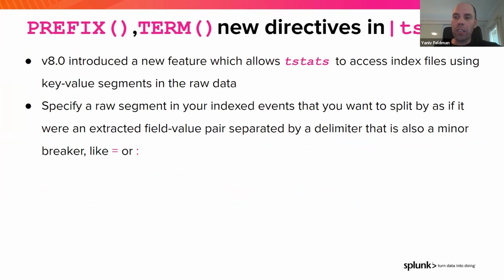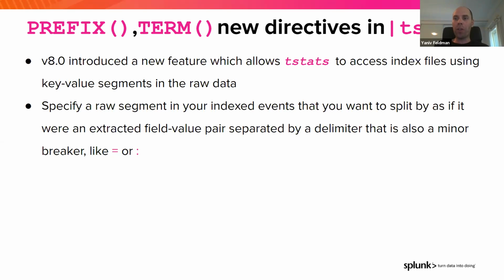And obviously the exciting stuff is that with version 8, we don't really need to go through that traditional search and search the raw data. With version 8, we actually introduced new features into the tstats command. These are new directives called prefix and term, and they allow tstats to access the index files using key value segments from the raw data.